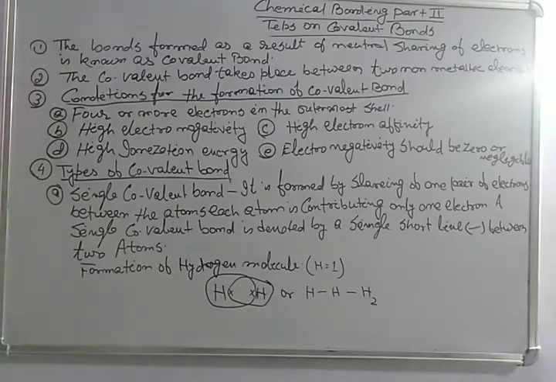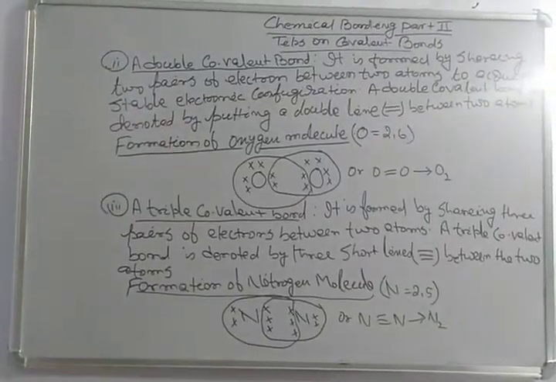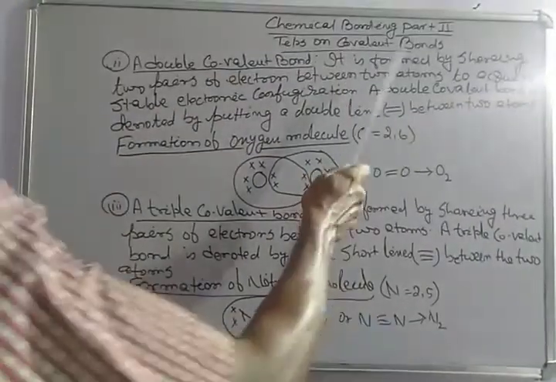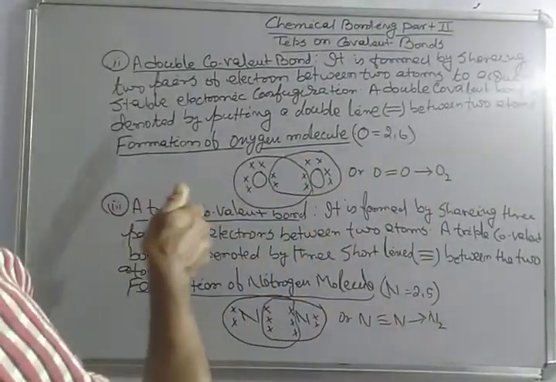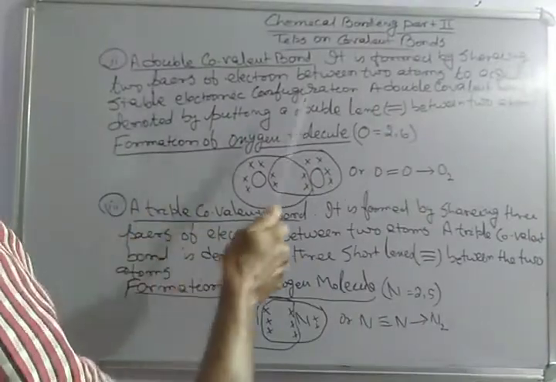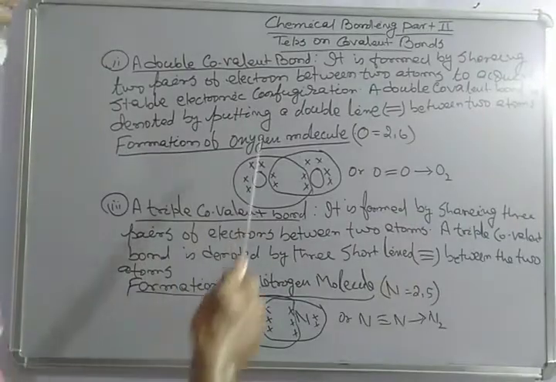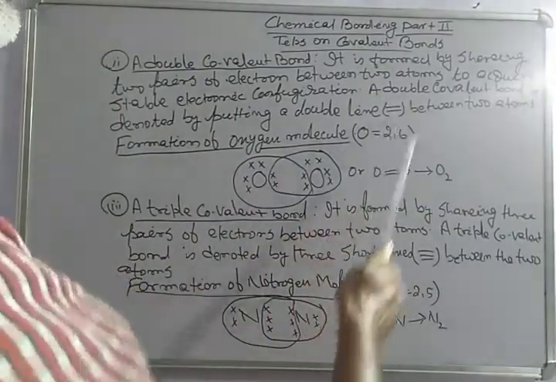The next one I will tell you is the double covalent bond. In a double covalent bond, two pairs of electrons are shared between two atoms to acquire a stable electronic configuration. A double covalent bond is denoted by a double line between two atoms.